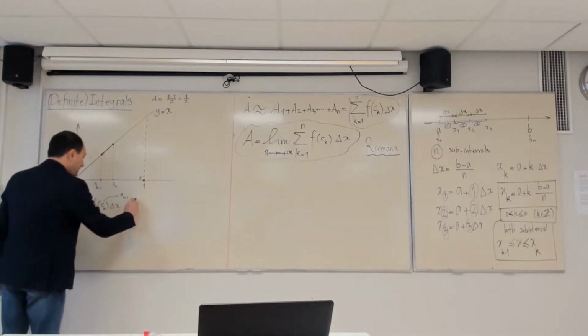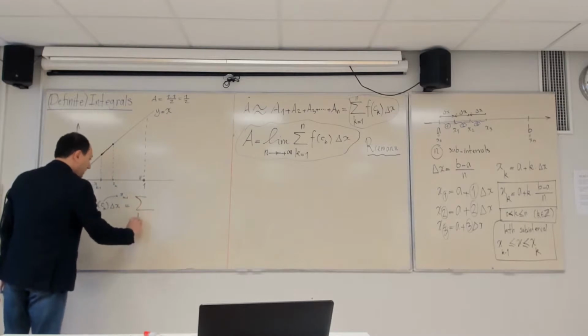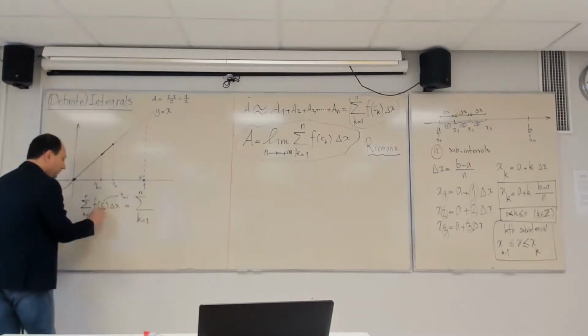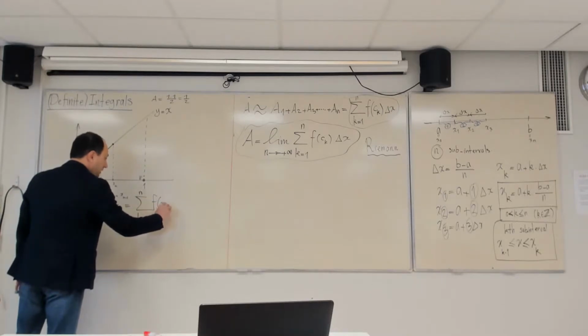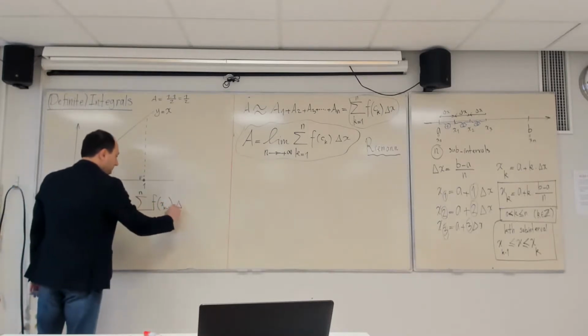So then if I continue this, this becomes sigma k goes from 1 to n, f of ck, which becomes f of xk minus 1 delta x.